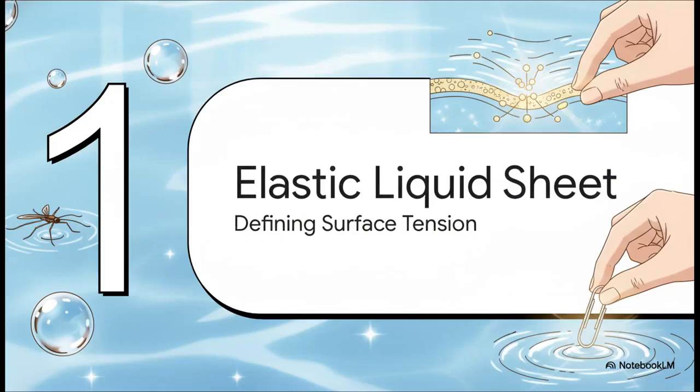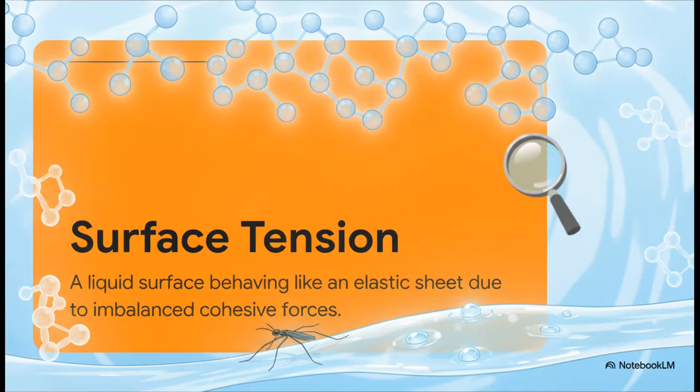The elastic liquid sheet. Okay, so the crucial point here is that surface tension basically creates this tight, elastic-like membrane on the outside of a liquid. When a fluid meets another phase, like the air in this room, its surface resists breaking. It's all because of cohesive forces. The attractive forces between the liquid's own molecules pulling on each other.